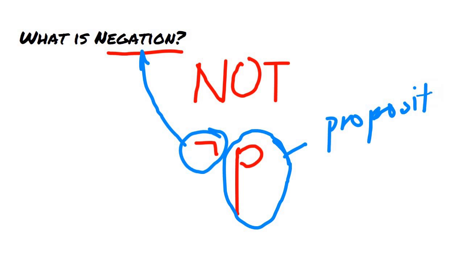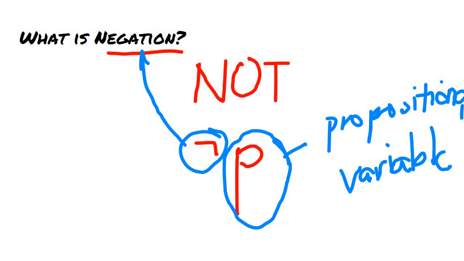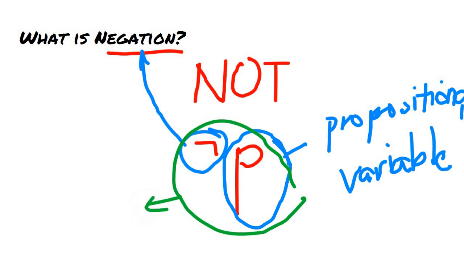Propositional variable. Just like in algebra, where we use variables to represent a certain number, here we're representing a certain proposition. And together, this whole thing, the not of P, is called a logical expression.